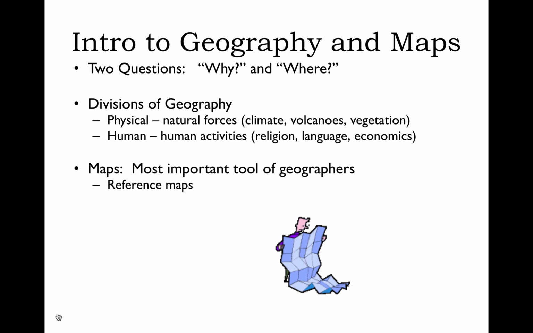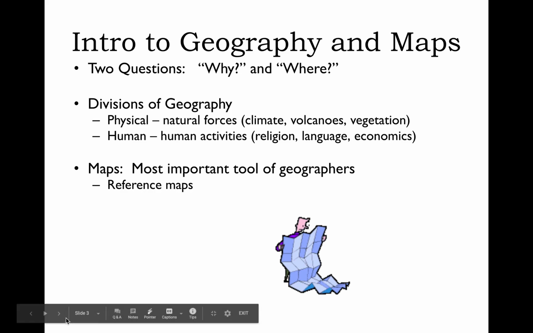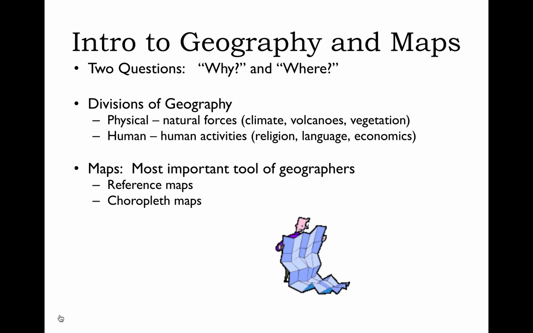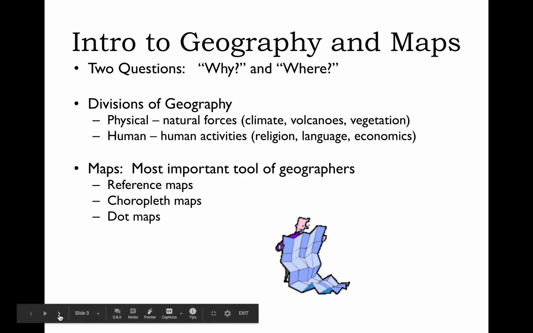A map is the most important tool of a geographer. They're used for referencing. They're used for choropleth maps, which is a gradient scale that depicts a certain data subject or data unit. There are dot maps that are used with frequency and density. There are symbol maps. There are cartogram maps looking at population. Topographical maps, those are going to be maps that look at the biosphere.